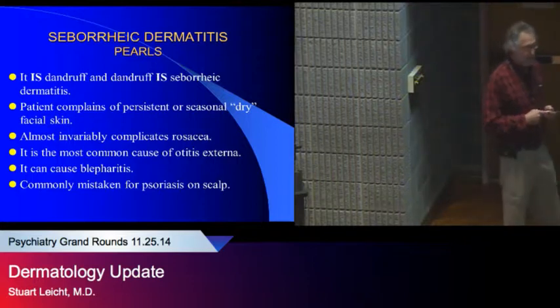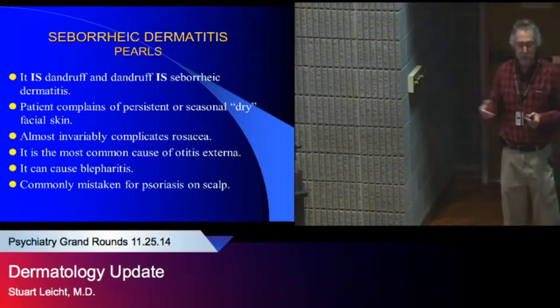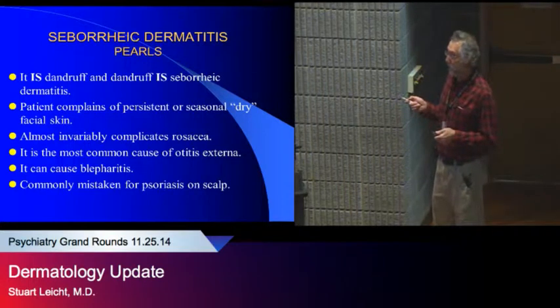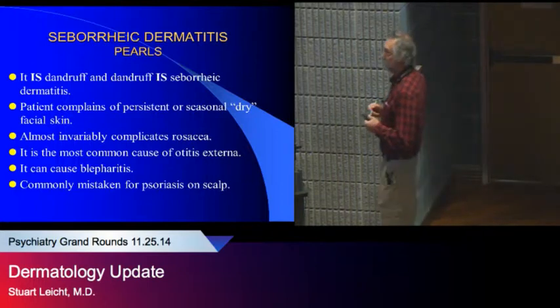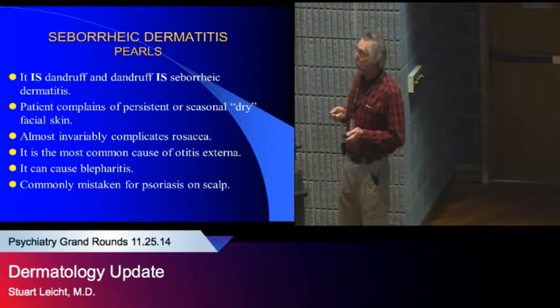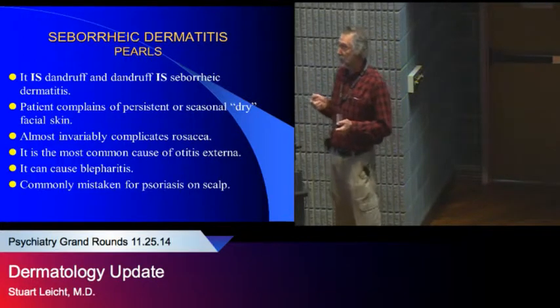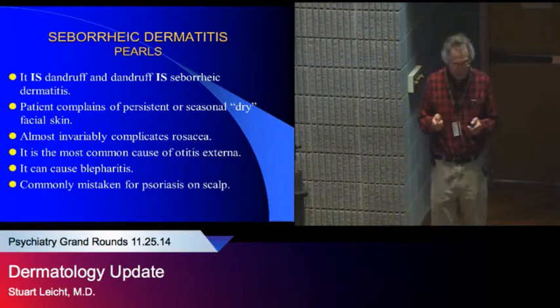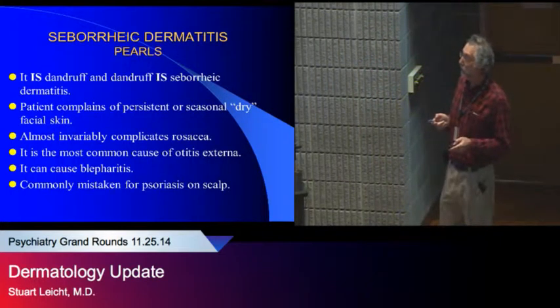Rosacea is very common in itself, and if you look at your patients with rosacea, you can almost always, for some reason, find an attribute of seborrheic dermatitis. It's the most common cause of otitis externa when you have young kids and other individuals that have otitis with a lot of itching. Almost invariably, it's seborrheic dermatitis. It can cause blepharitis, and on the scalp, it's frequently misdiagnosed by clinicians as psoriasis.